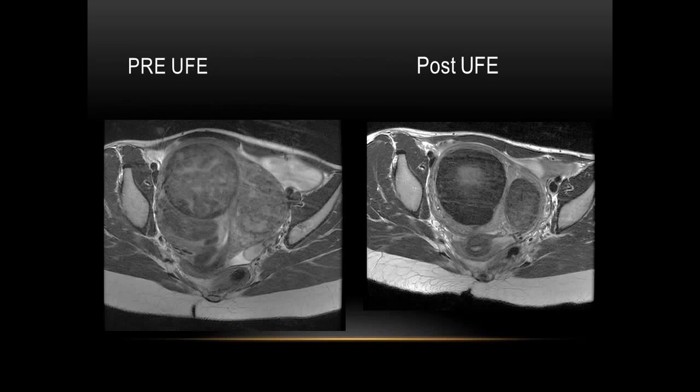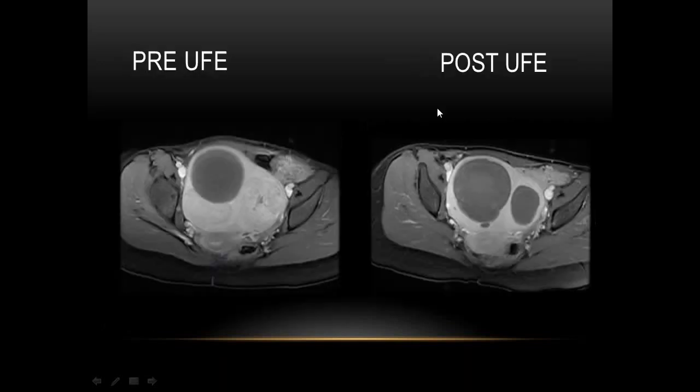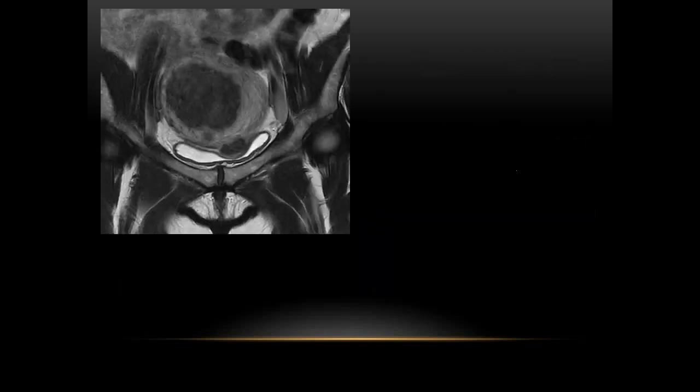This is just an example of pre and post UFE. Here we have our T2 weighted sequence, they're T2 intermediate. After UFE, they've become T2 dark. This is our contrast enhancement. This fibroid had already necrosed, but these other ones enhance, and after UFE, these no longer enhance. So this was 100% infarction of the leiomyomas.